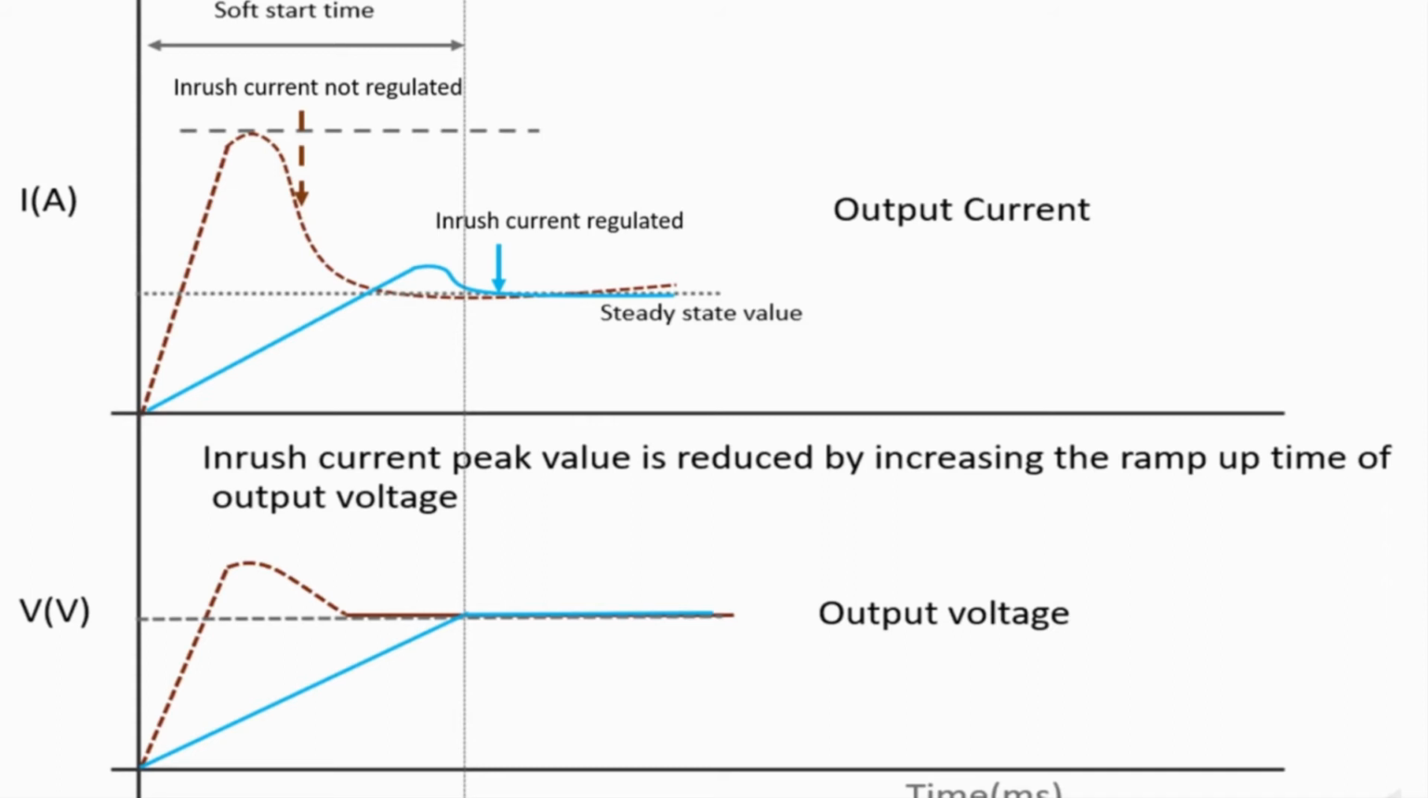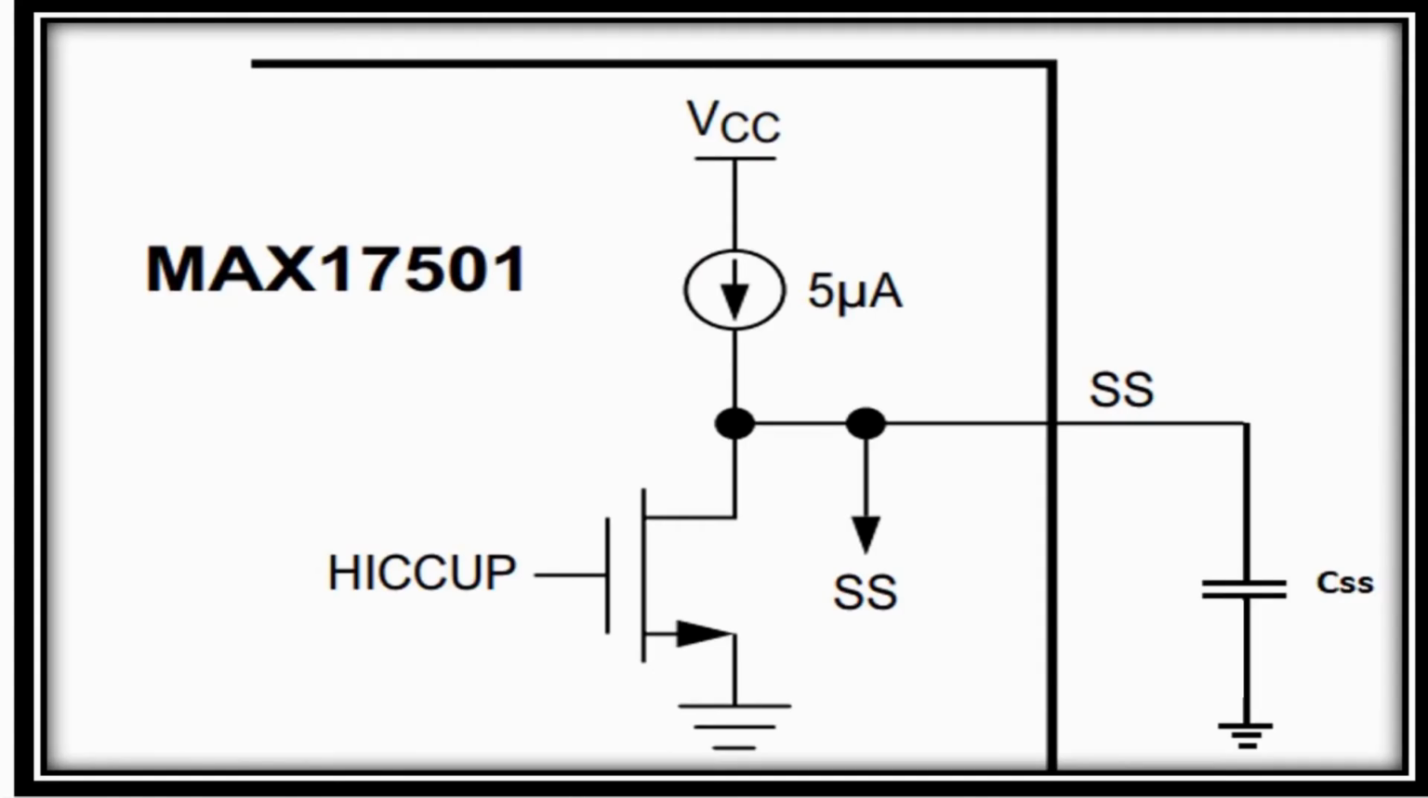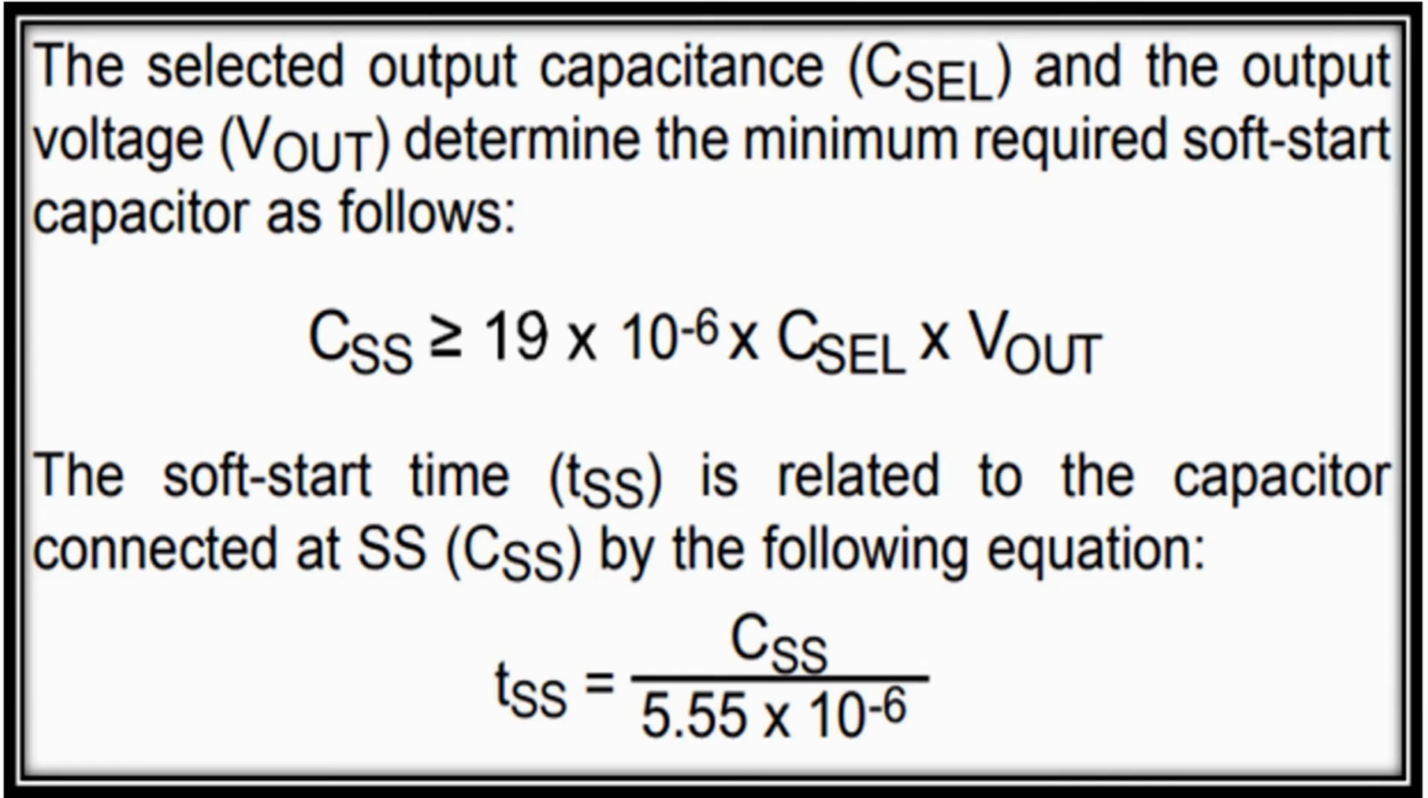The peak value of inrush current is reduced based on the dV/dt slope and the currents are regulated accordingly. The soft start capacitor at the SS pin is used to regulate the inrush current by increasing the rise time of the output voltage, and the soft start time is controlled by the capacitor at the soft start pin. Soft start capacitance value is calculated as shown. By increasing the value of the soft start capacitor, the soft start time is increased, which increases the rise time of the output voltage ramp to reach the steady state value.